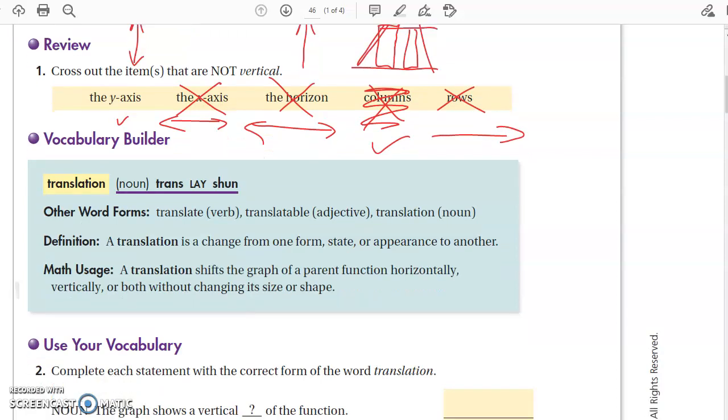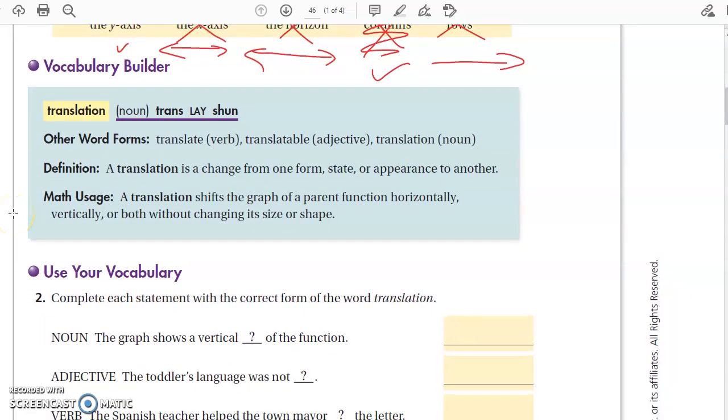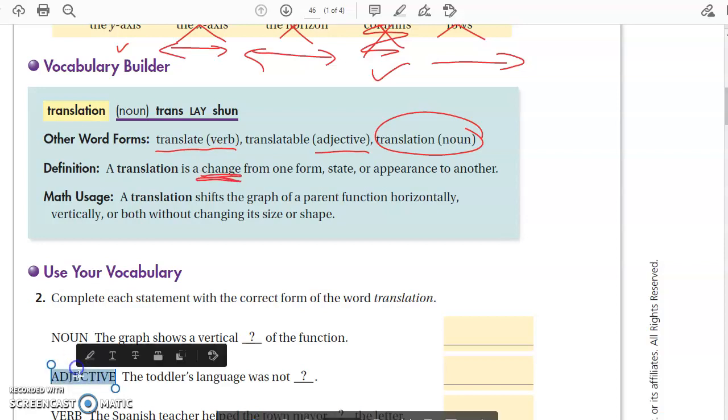So let's look at these words right here. Vocabulary builder. What does translation mean? Translation means other word forms, to translate. So you probably know this best with Spanish, how to translate from one language to the next. It's a noun, translation, or it can be translatable as an adjective or translate as a verb. Definition: a translation is a change from one form, state, or appearance to another. So Spanish to English, English to Spanish, probably the most common translation in your life.